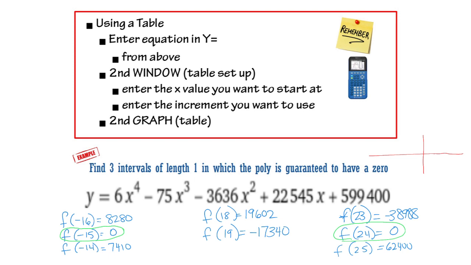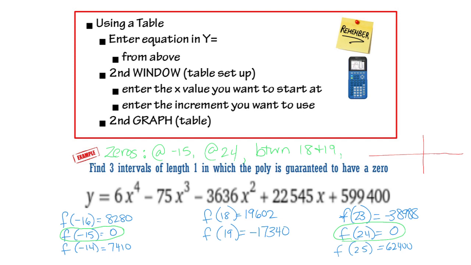So I guess I'm just gonna start writing my answers. The zeros at negative 15, at 24, between 18 and 19, and I have one more I have to find.